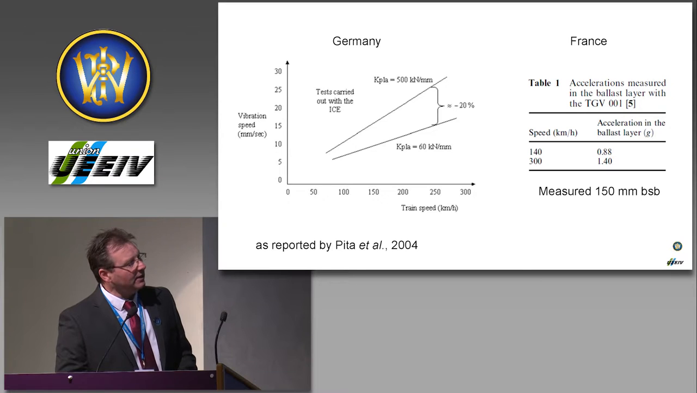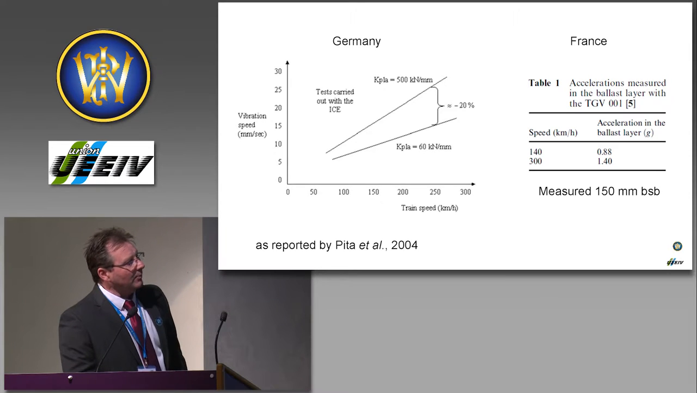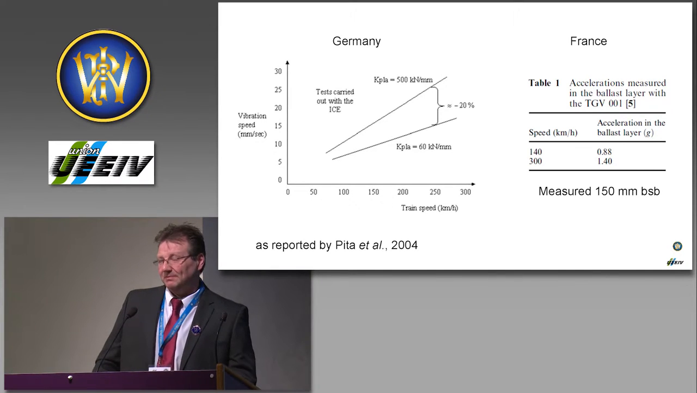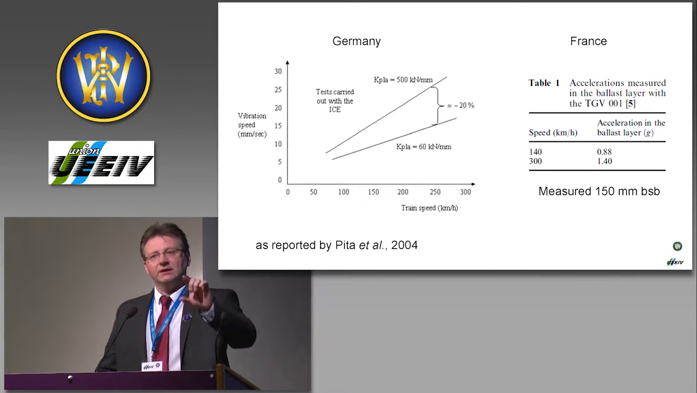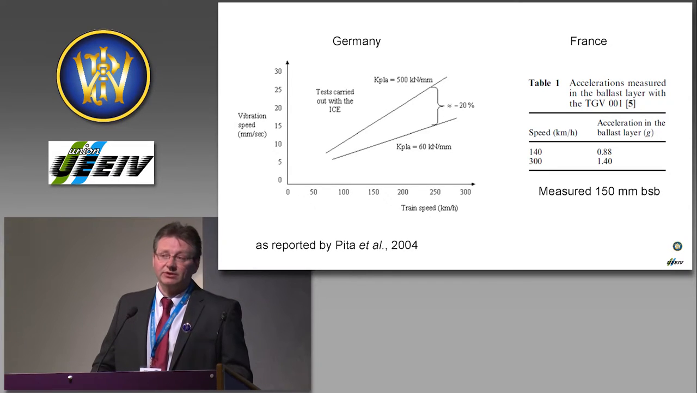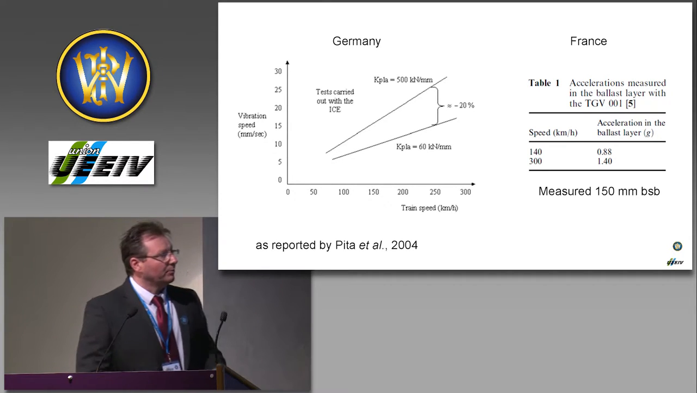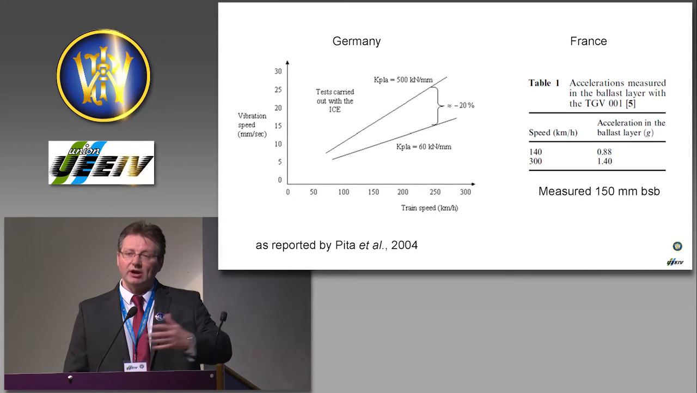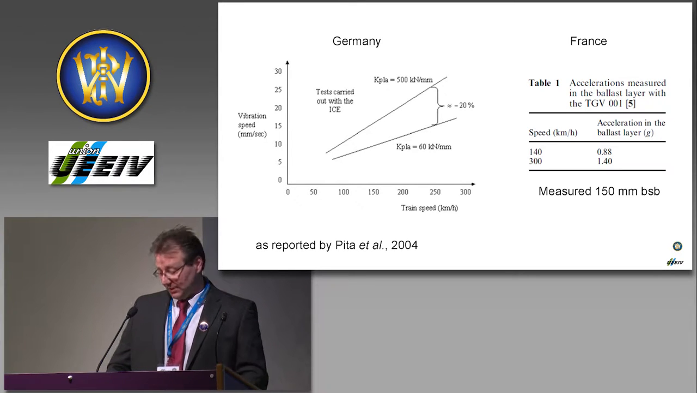On the right-hand side here are acceleration measurements taken in France with the TGV. And we notice here that once we've reached 300 kilometers per hour, this was an accelerometer placed about 150 millimeters below sleeper bottom, the acceleration level is exceeding 1.4 G. Now, if we have extended accelerations of 1 G or above, and the ballast is on the surface, the ballast will start to lift, because its acceleration is greater than gravity. But that depends on the length at which the acceleration is acting. But of course, if you have high ballast accelerations and you have a train going across generating wind, the propensity for ballast flight becomes much greater.